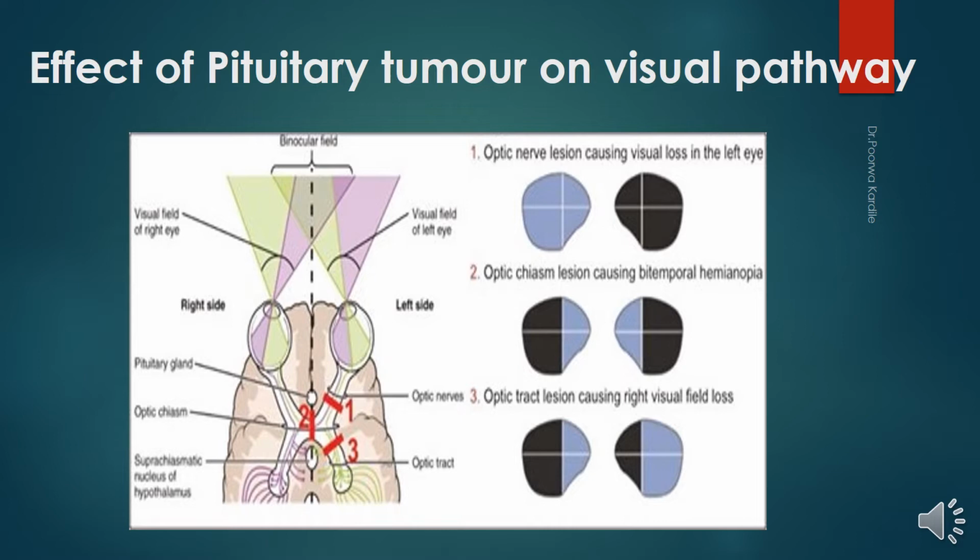And if there is involvement of the optic nerve, it causes ipsilateral total blindness, and involvement of the optic tract causes homonymous hemianopia. So there is loss of vision in the temporal field of the opposite eye and nasal field of the ipsilateral eye, with involvement of the lateral geniculate body or optic radiations, and it is without macular sparing.